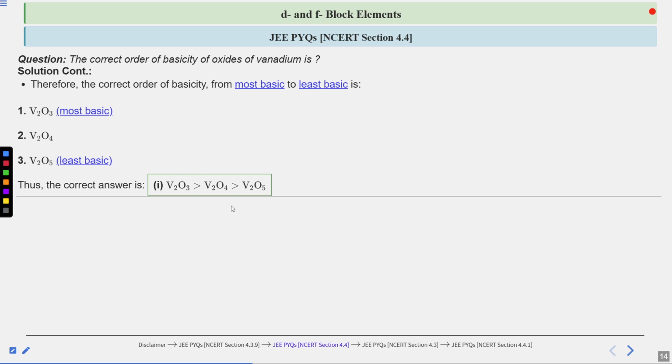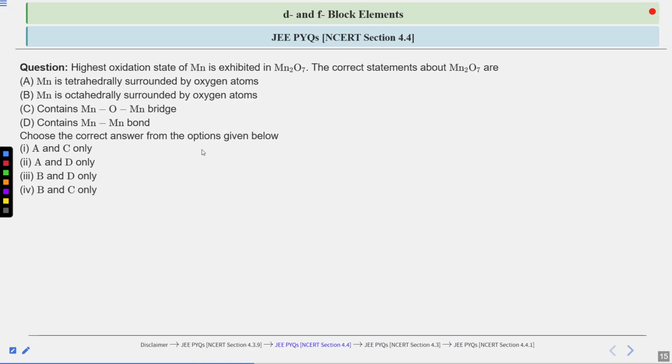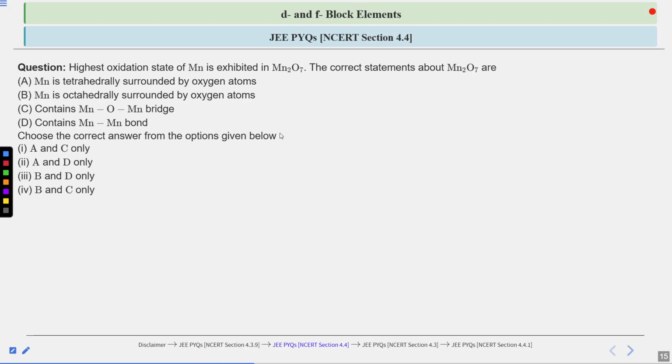Let's move to our next question. This is a JEE PYQ, and it covers NCERT section 4.4. The question is: the highest oxidation state of manganese is exhibited in Mn2O7. The correct statements about this manganese oxide are, we have four statements given. You have to choose the correct statements and then mark the correct answer.